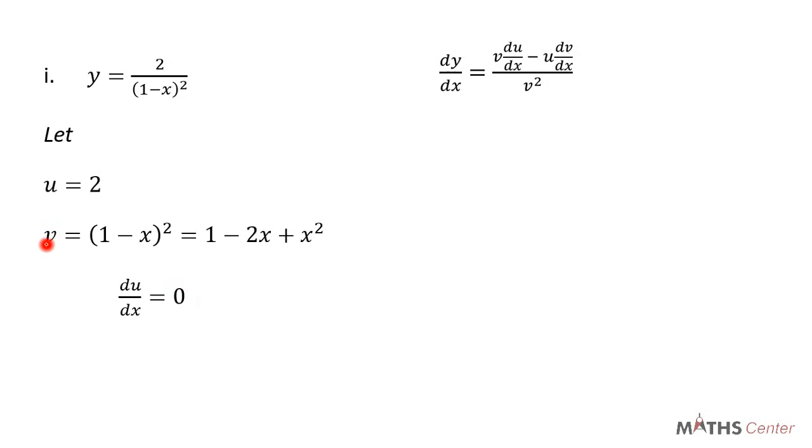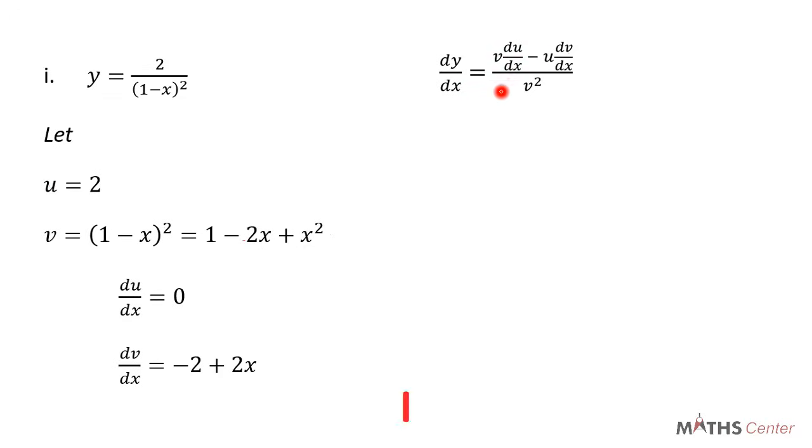For v, we have v is equal to 1 minus 2x plus x squared. So you differentiate each term. You find dv/dx. You differentiate 1, you get 0. When you differentiate negative 2x, the x will be gone, so you'll be left with negative 2. When you differentiate x squared, you have 2x. So dv/dx will be equal to negative 2 plus 2x. Now I have du/dx, dv/dx, I have u, I have v. So I can use the quotient rule to find dy/dx.